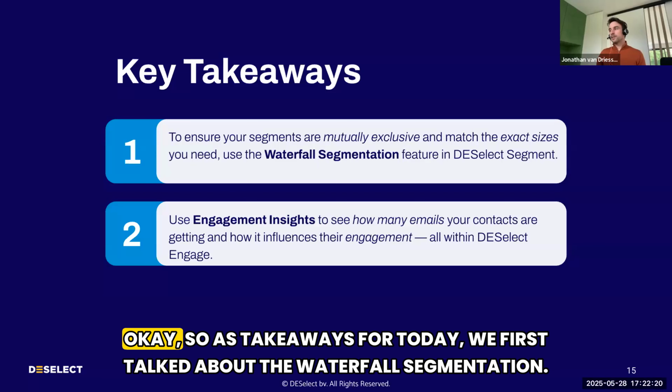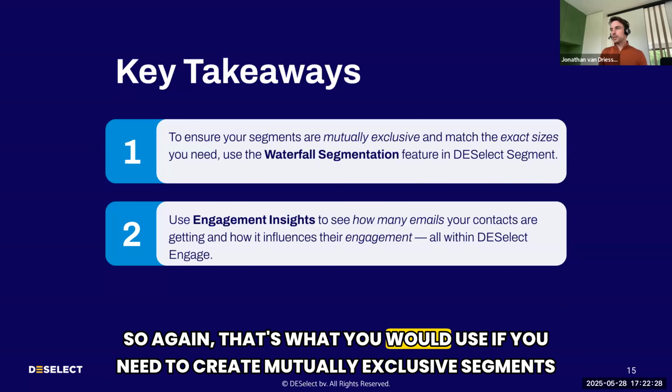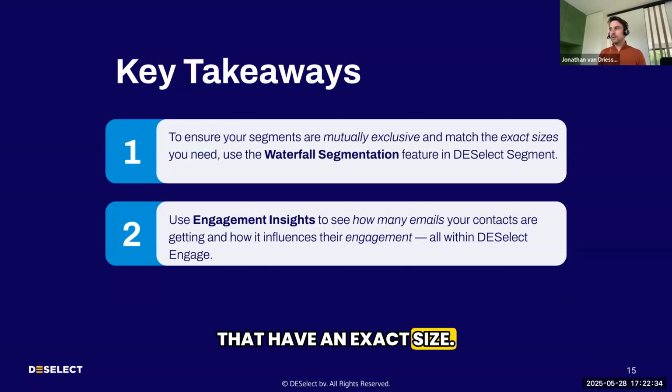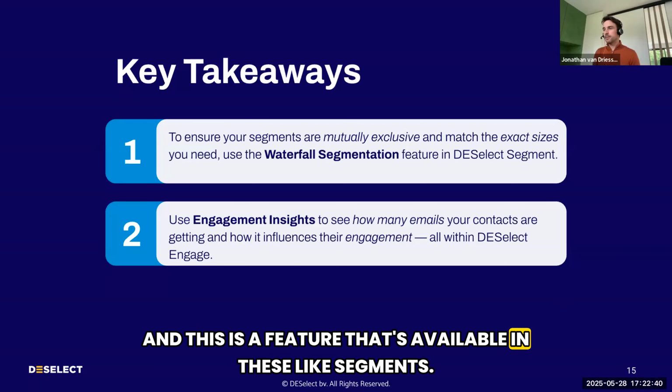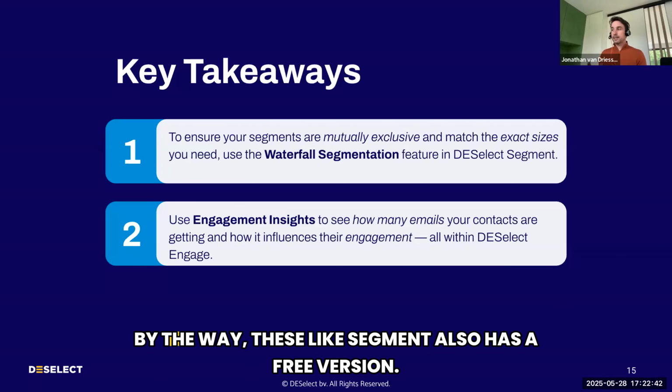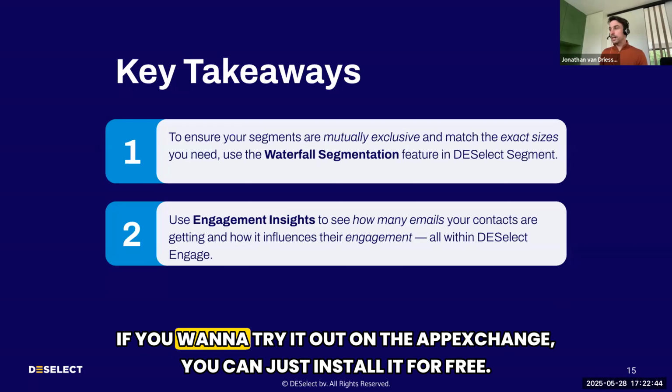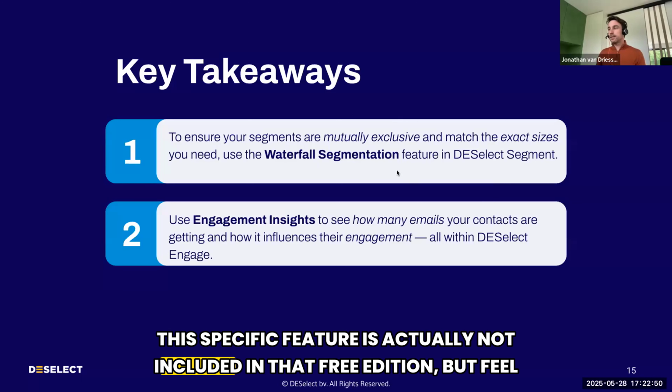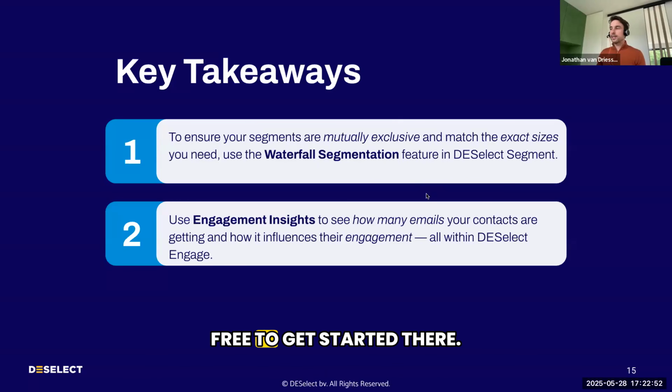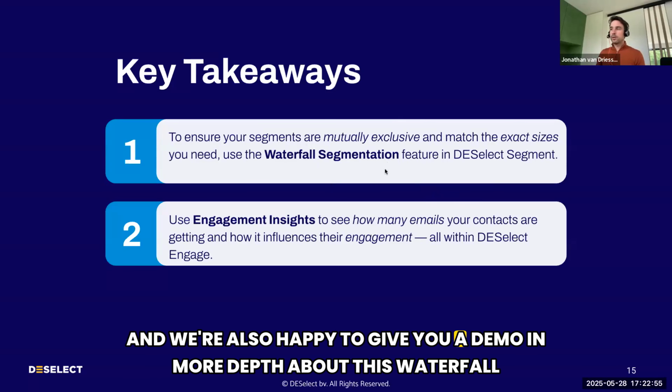Okay. So as the takeaways for today, we first talked about the waterfall segmentation. That's what you would use if you need to create mutually exclusive segments that have an exact size. This is a feature that's available in Deselect Segment. By the way, Deselect Segment also has a free version. If you want to try it out on the AppExchange, you can just install it for free. This specific feature is not included in that free edition, but feel free to get started there. And we're also happy to give you a more in-depth demo of this waterfall segmentation feature.